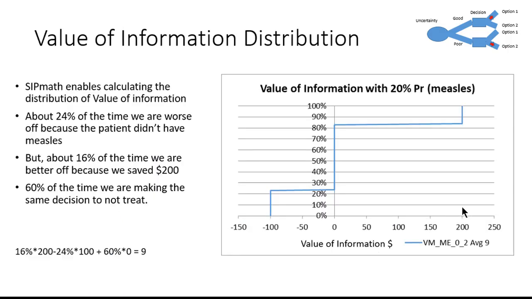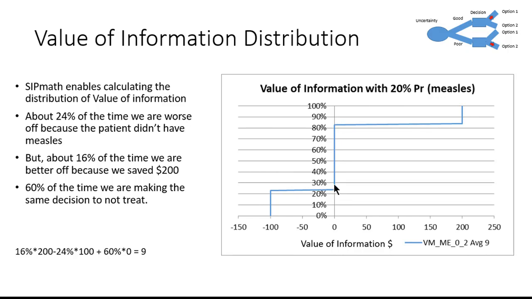So here's the value of information with 20% measles. There's about a 24% chance the time we are worse off because the patient didn't have measles. Here's his 24. He didn't have measles, but remember we got the test anyway, so we spent the $100. About 16% of the time, that's this 16 over here, we're better off because we saved $200 because we did the test, we treated them, and they would have had measles. And 60% of the time we make the same decision.